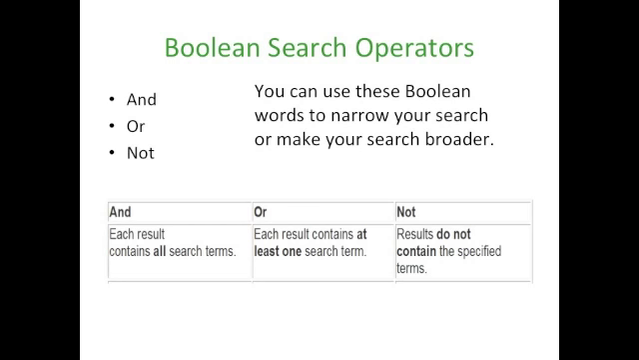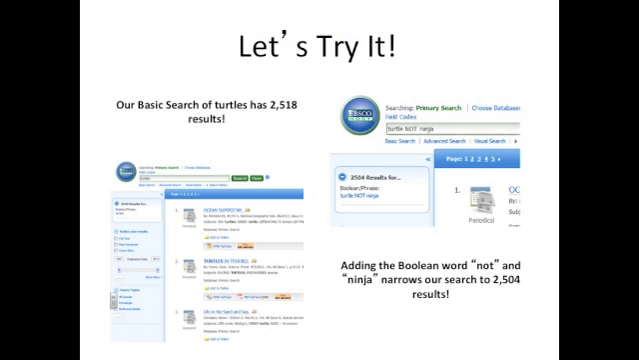When performing a Boolean search, there are 3 words that will help to make your search easier. The words are and, or, and not. Using the word and will make sure your search includes all of the words. Or means it'll include at least one of the words, and not means you're specifying a word you do not want included. So let's do our example with turtles. In our basic search of turtles, it returned 2,518 results. But when we added turtle, not ninja, it went down to 2,504 results.